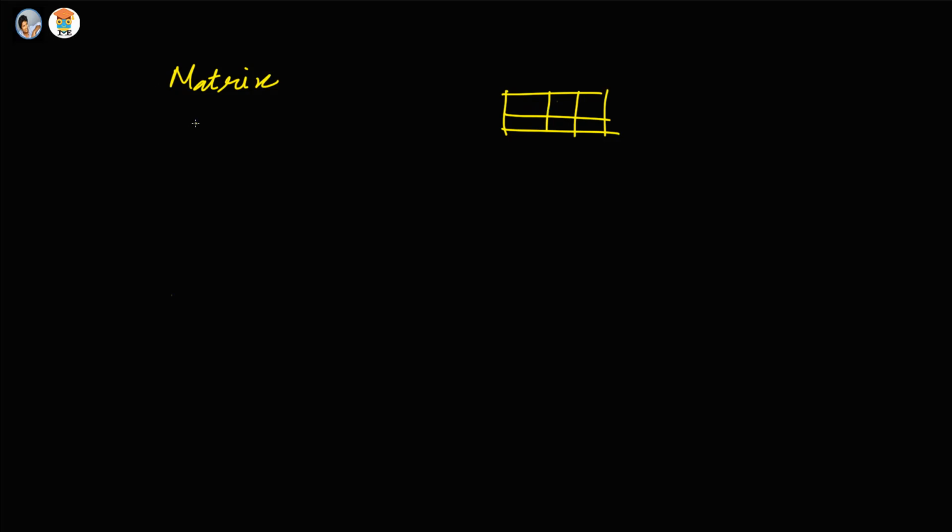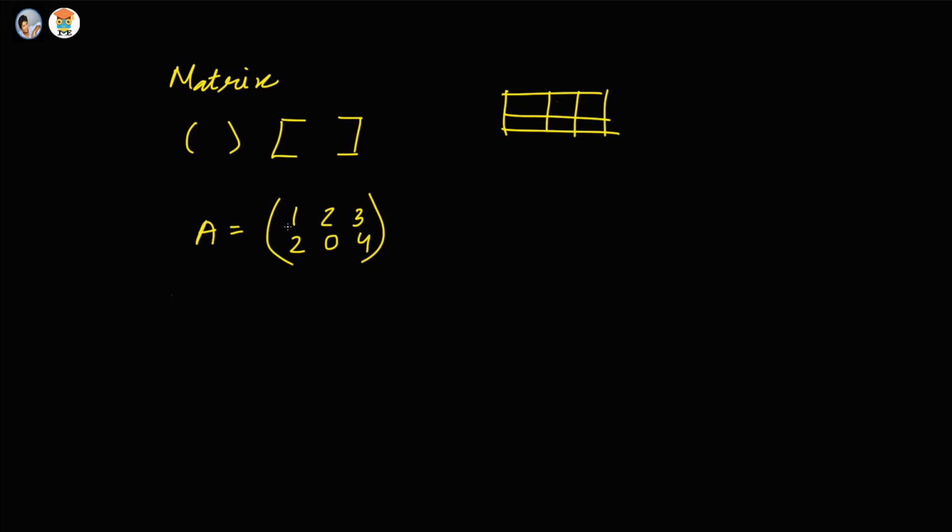We either use parenthesis sign or square brackets to express a matrix. Say for example, A is a matrix. This one is 1, 2, so this is 2, 0, and this is 3 and 4. So this is a matrix.